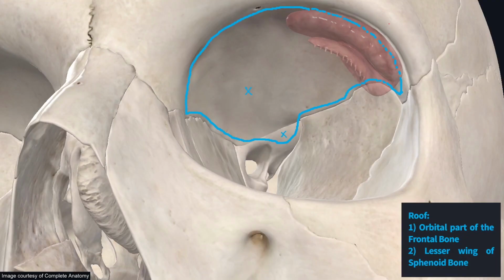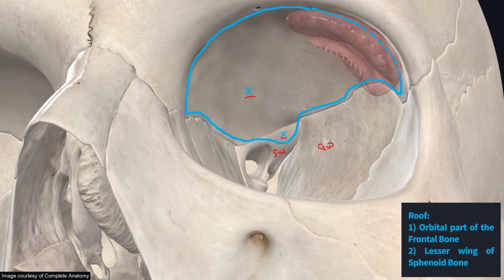So the roof or the superior wall is formed by the orbital part of the frontal bone. So the frontal bone makes up the majority of it. And a small part is formed by the lesser wing of the sphenoid bone. I just want to point out that this is the lesser wing and this is the greater wing.